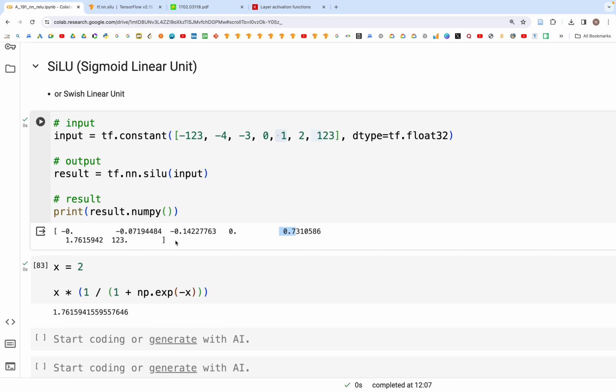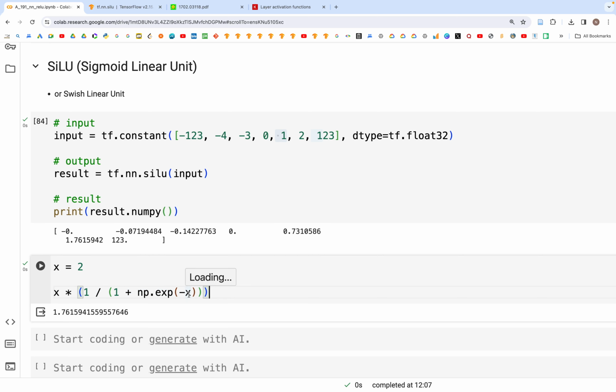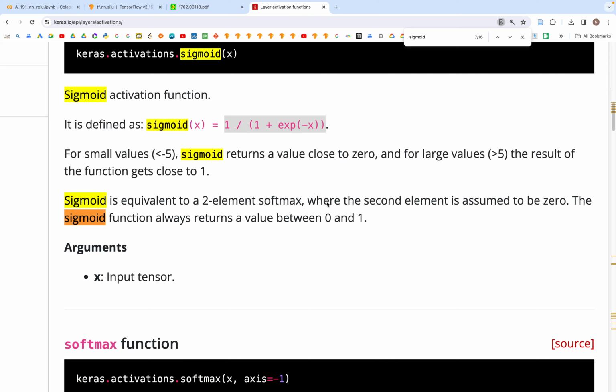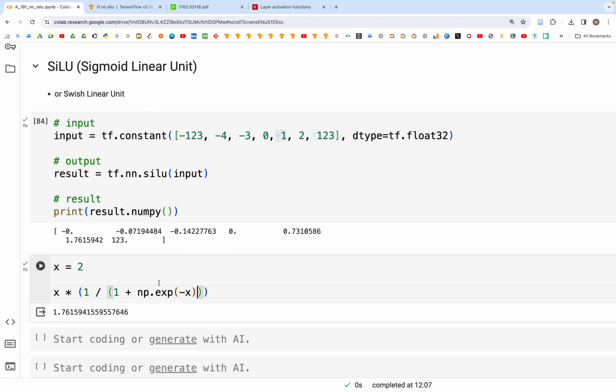And we can calculate these values by multiplying the value here denoted by x with the sigmoid value. So sigmoid value we can calculate by 1 divided by 1 plus exponential to minus x. So we exponentiate minus x, and we can look at the formula right here, same formula for sigmoid, and when we run this, we get a value of 1.76, which is what we have here.